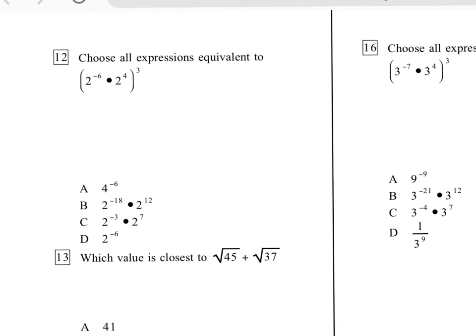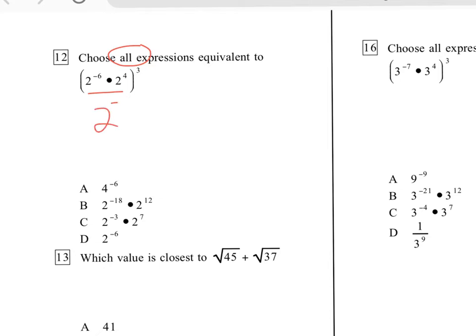Okay, I jumped ahead to number 12. If you can look at it and you get to flip your sheet over. Number 12 isn't too tough except for this idea of this word all. Choose all expressions that are equivalent. So when you're going to do that, you're going to do the middle part first, this middle part of your parentheses. We've done this for warm-ups a ton.